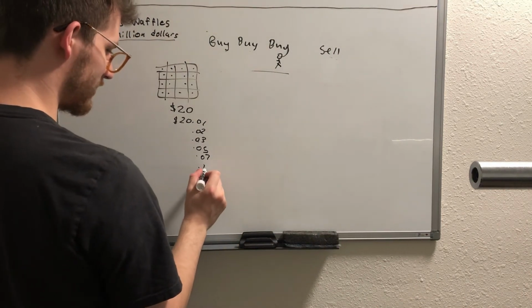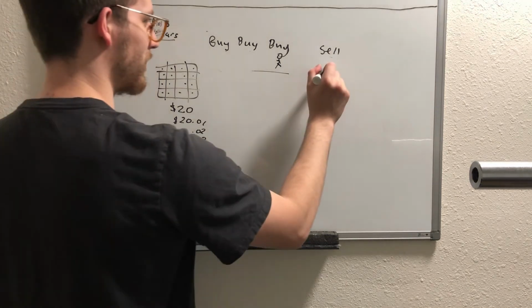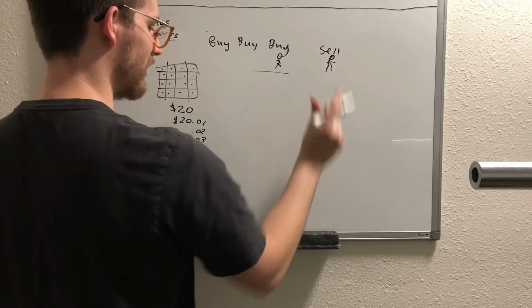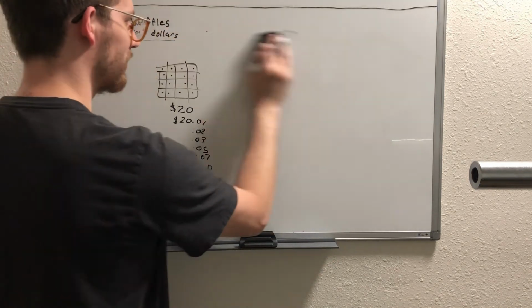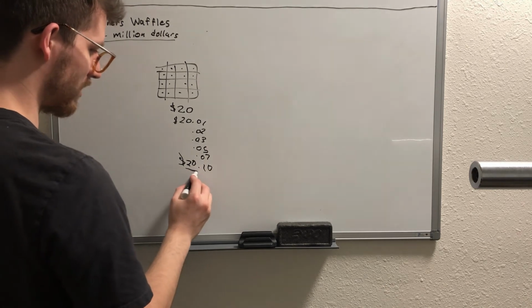And then it goes up to, let's say, $20.10, and then someone's willing to sell their stock because it's gone up enough. These cancel out, and now nobody's buying or selling, and the stock price is priced at $20.10.